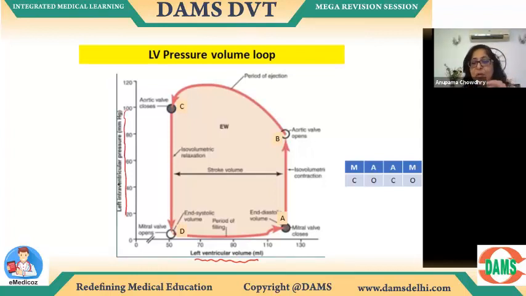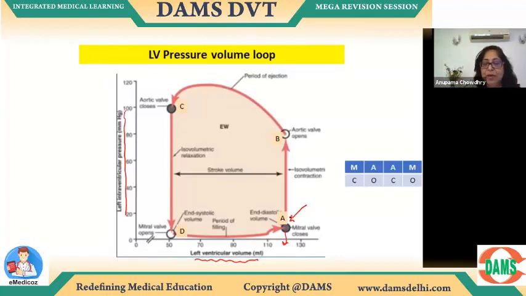So starting from point A, point A here is the end of diastole. And you know already that diastole is a period of filling. So what do I expect the left ventricular volume to be here? The left ventricular volume is close to 120 ml. This is the maximum volume. It has been filled with blood during diastole. The volume is at 120 and the pressure is approximately between 5 and 10.